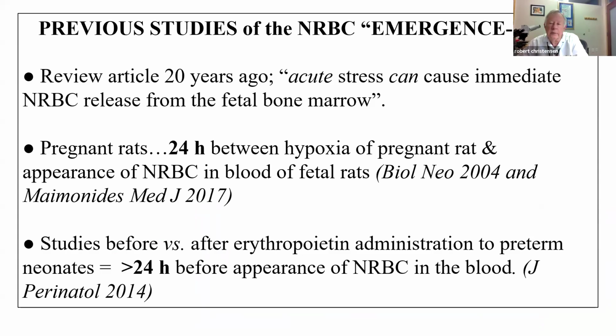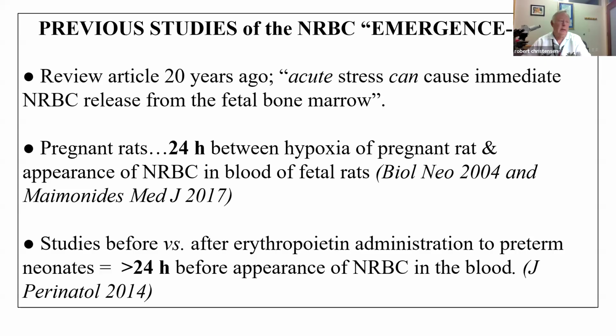The first one 20 years ago didn't provide any experimental evidence, but did state acute stress can cause immediate nucleated red cell release from the bone marrow. However, the animal experiments that followed this over the next decades could not find that at all. In the rat models, it took at least 24 hours between the time the dam, the pregnant rat, was made hypoxic and the appearance of nucleated red cells in the hysterotomized fetal rats.